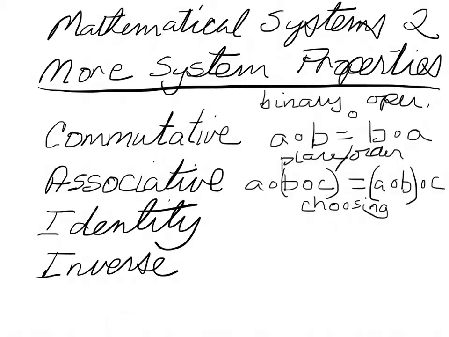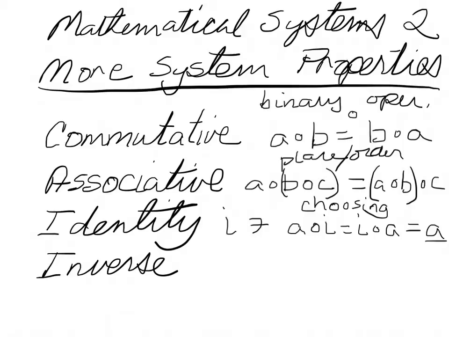Okay? The identity property says that there exists an element I such that, and this is the symbol for such that, A operated with I equals I operated with A is equal to A. So in other words, the identity element preserves the identity of any other object or element in the set.